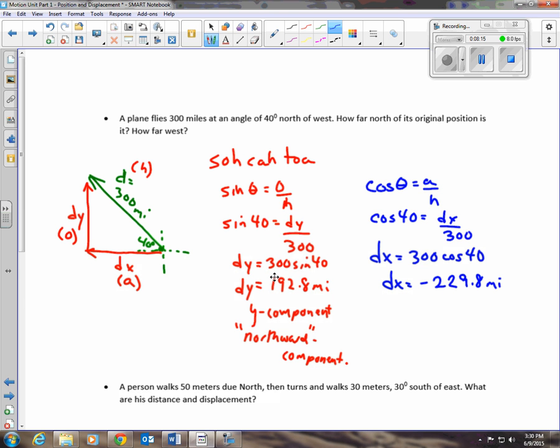That's the negative sign in front of it. So if I think of it, x is usually going to the right. This dx is pointing to the left. So I'm going to make it negative. And I could call that the x component. So that's a lesson on finding the result of two vectors that are meeting at right angles, or finding components of a vector, which are the x and y pieces of that vector.